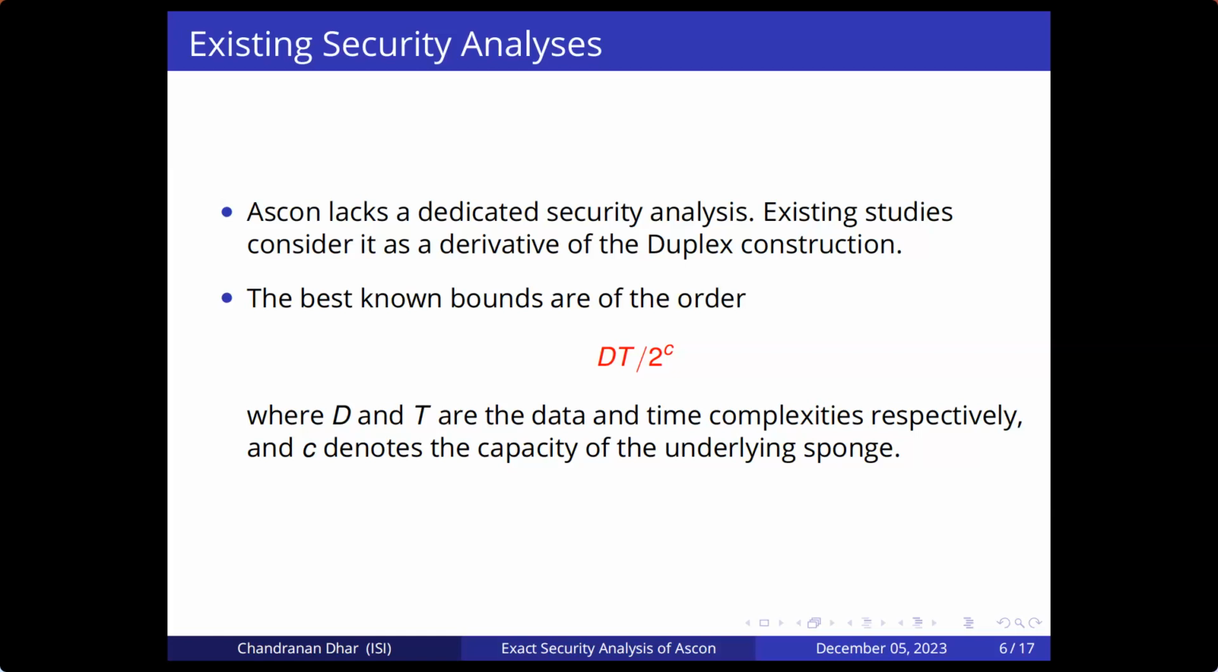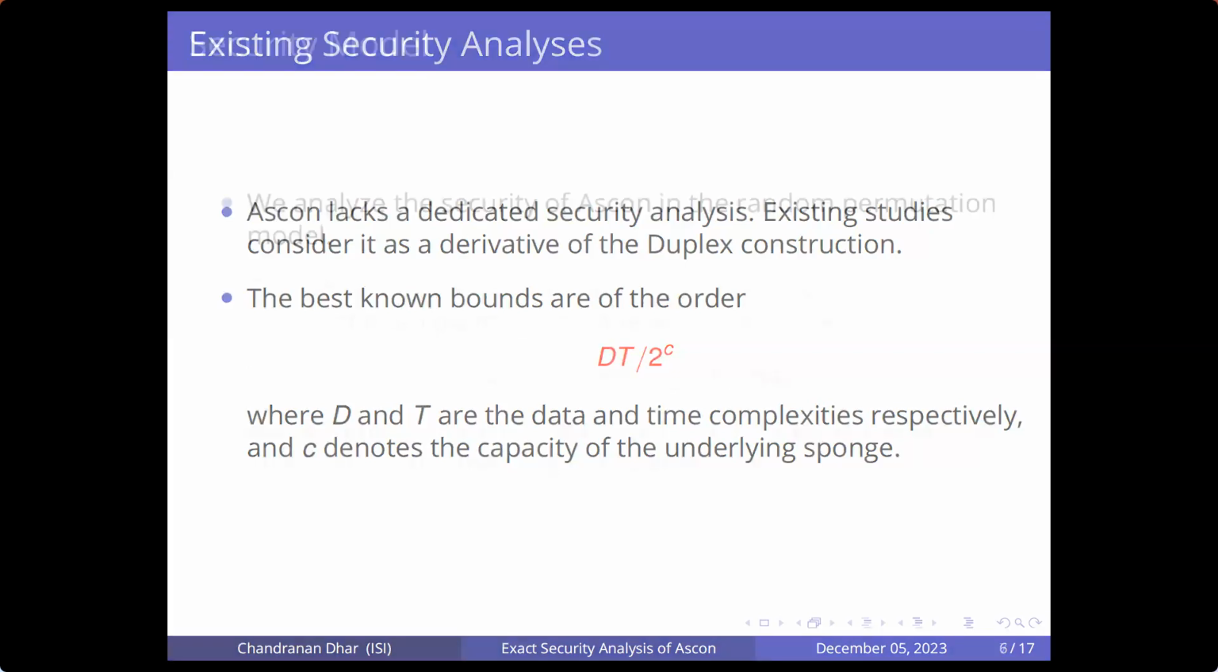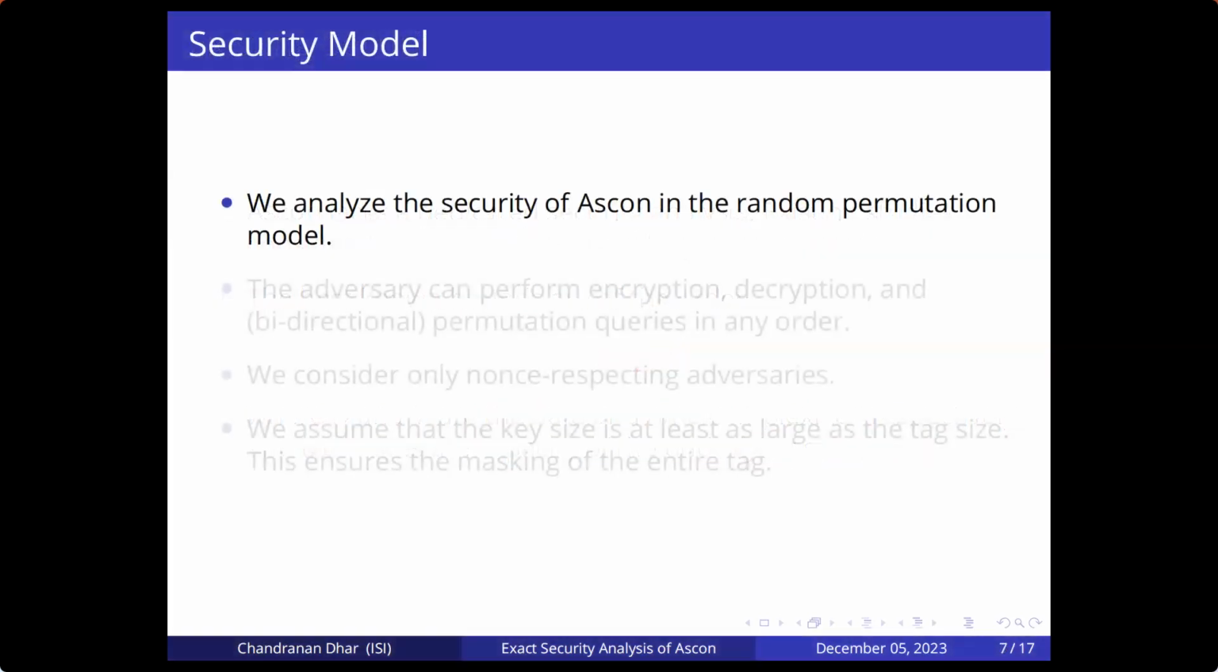So our goal is to do better because ASCON has some extra key additions. So our goal is to get better bounds than this. Before going to the theorem, I'll discuss the security models that we are operating on.